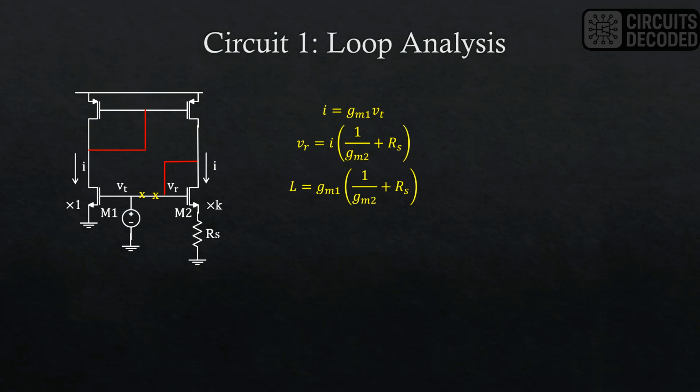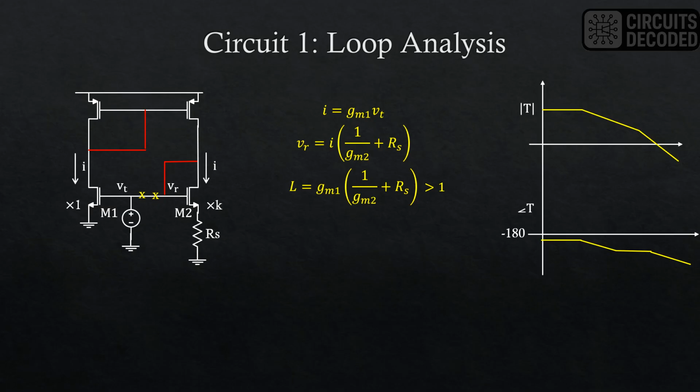Now for all practical values of GM and RS, it can be shown that the loop gain L is greater than 1. So this loop is unstable, because when the loop gain is greater than 1, the phase drop is less than 180 degrees. So this setup cannot be used.